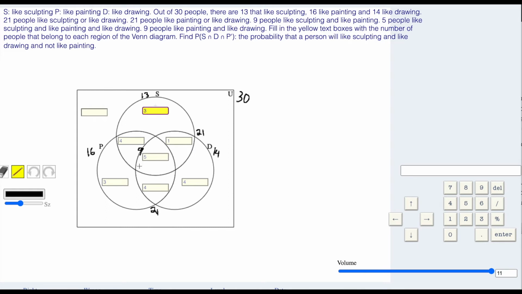So 24 in the 3 circles altogether. If I have 24, this has to be a 6 to get us up to 30 for the universal set. So that's going to be a 6. We're done that part, but we're not done this part.